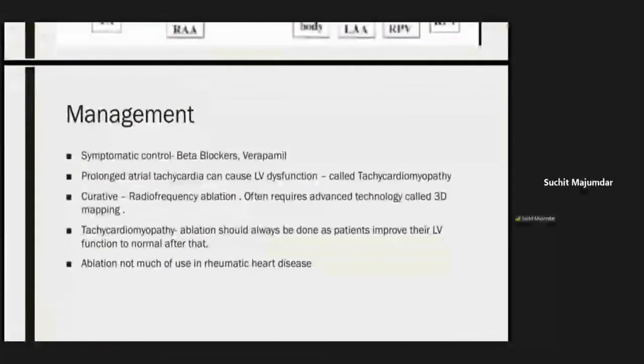Now, regarding management of atrial tachycardia, first line management is beta blockers, because they are automatic, mostly sympathetic driven. Then, if you have a prolonged atrial tachycardia, that can cause an LV dysfunction, which is called tachycardiomyopathy. Whenever you have an LV dysfunction with an atrial tachycardia, it should be ablated, because that will cure the tachycardia and improve LV function. Also, if the patient is not tolerating beta blocker or not responding to beta blocker, then definitely it should be ablated.